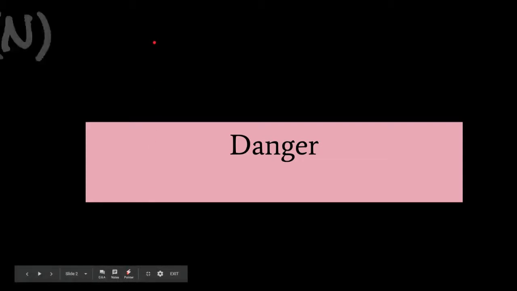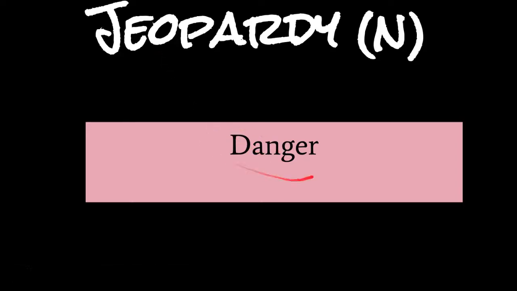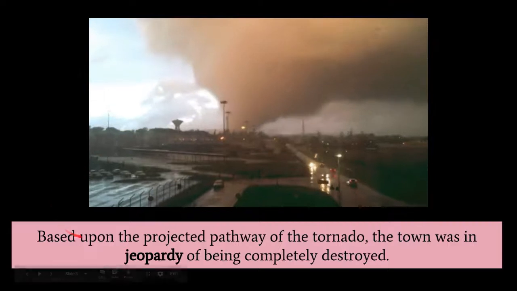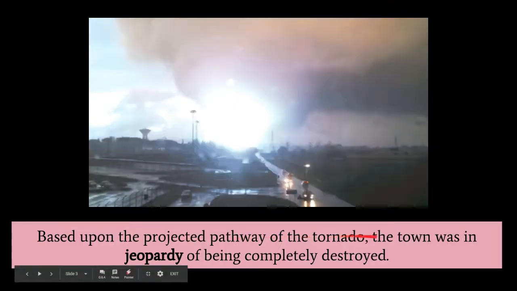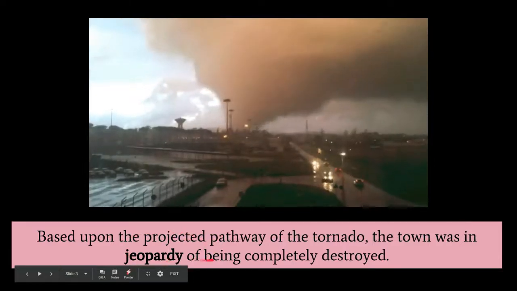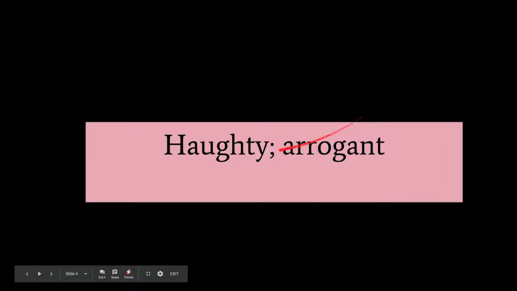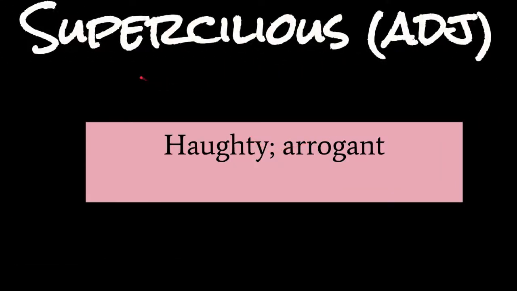So our first word is going to be jeopardy, which is a noun, and we're not talking about the television show, we're talking about danger. So here we have, based upon the projected pathway of the tornado, the town was in jeopardy. So notice how it's being used as a noun of being completely destroyed. Alright? So danger.